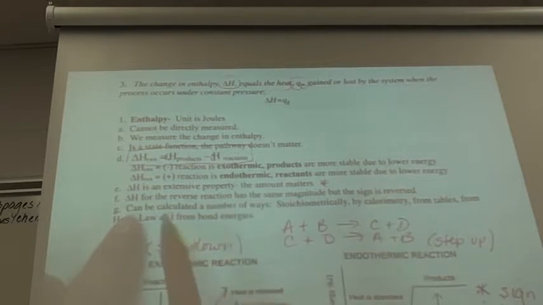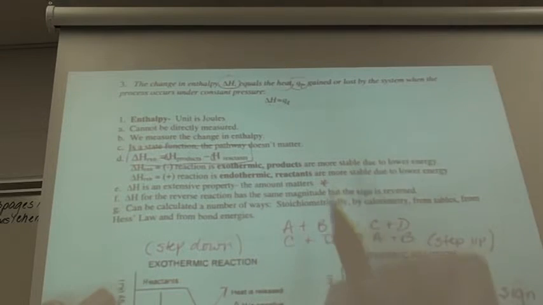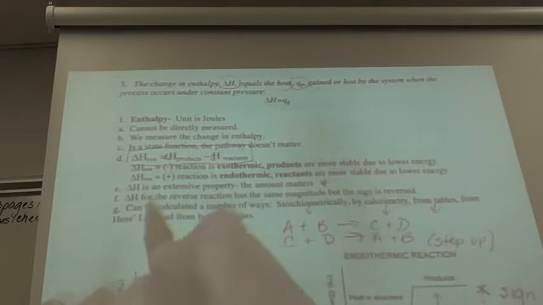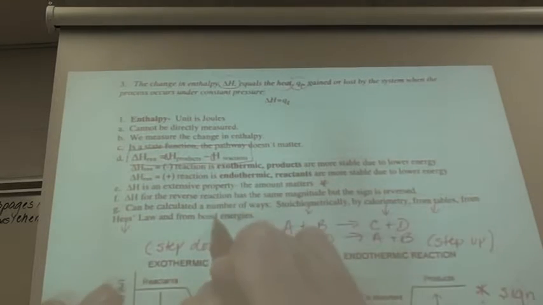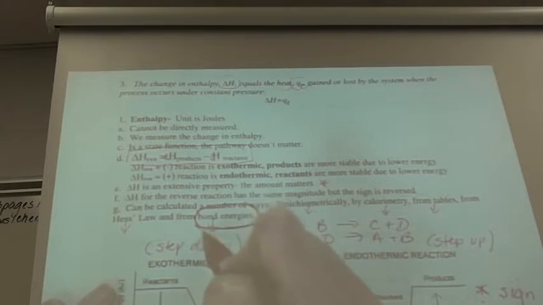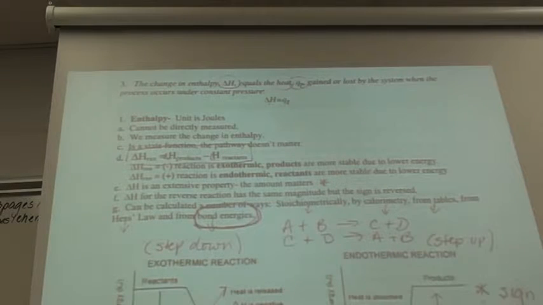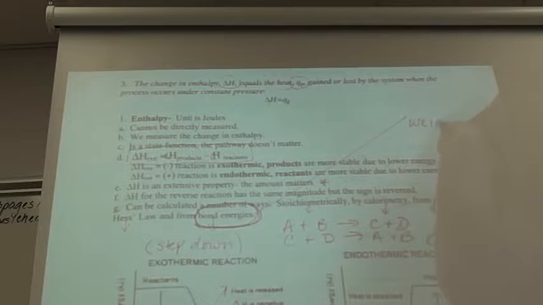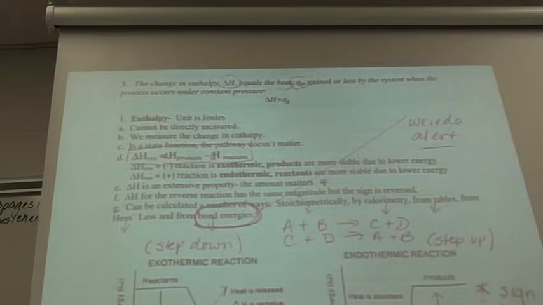The change in enthalpy can be calculated a number of ways, all of which will probably annoy you. You can do it stoichiometrically, by calorimetry, from tables, which I will give you in a moment, from Hess's law, which are puzzles for smart kids, and from bond energies. Right this moment in time, circle a gazillion times. If you are one of those people with a highlighter, highlight now, because bond energies will be the weirdo. And when we get there, I'll tell you why.